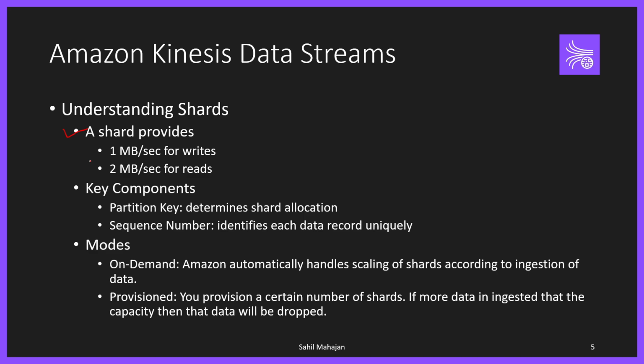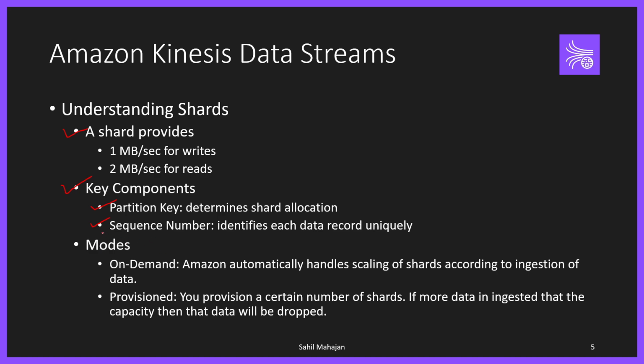Coming to a couple of key components related to shards, there are two: the first is the partition key and the second is the sequence number. The partition key determines the shard allocation. Let's take, for example, a user who's coming to your website and you want to track what they're clicking. We call this clickstream tracking. You would allocate a specific partition key to that user so that all of their clicks go to a specific shard and are not distributed across multiple shards. We're keeping that data together and sending it to just one shard, so it's easier to perform analysis or to process that data.